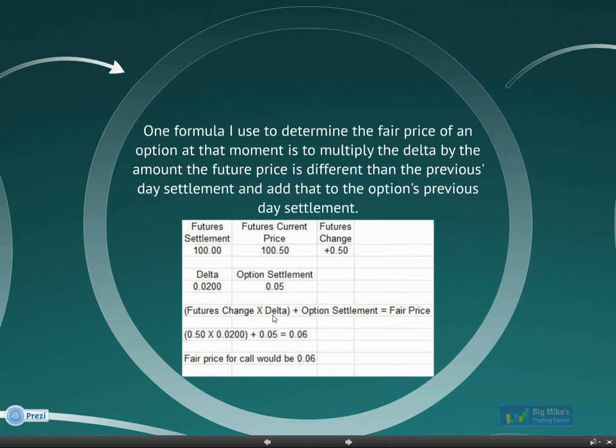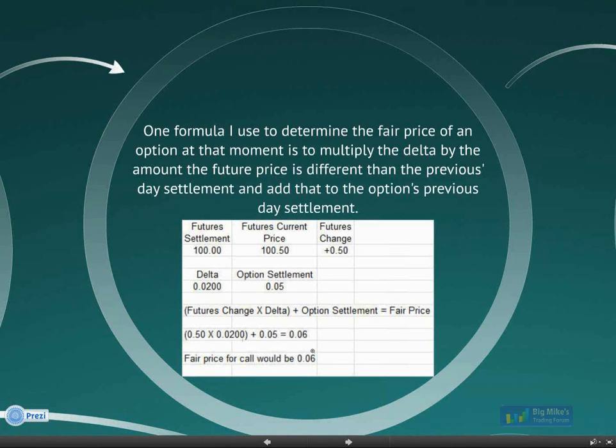So futures change times delta: 50 cents times a delta of 0.02 would equal 1 penny, or 0.01. You add that to the previous option settlement of 5, and so the fair price for that option at that moment would be 6 cents. On days when markets are moving really fast, that'll give you a pretty good idea what the price should be and how you should place your bid or ask.